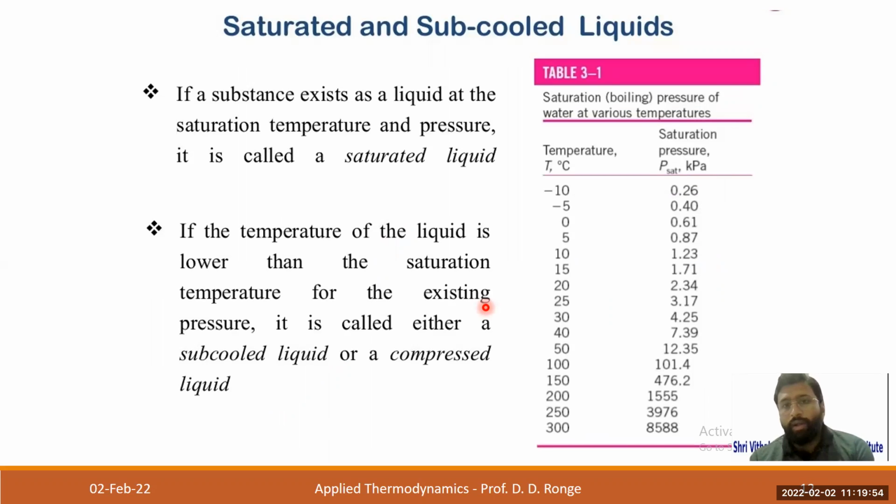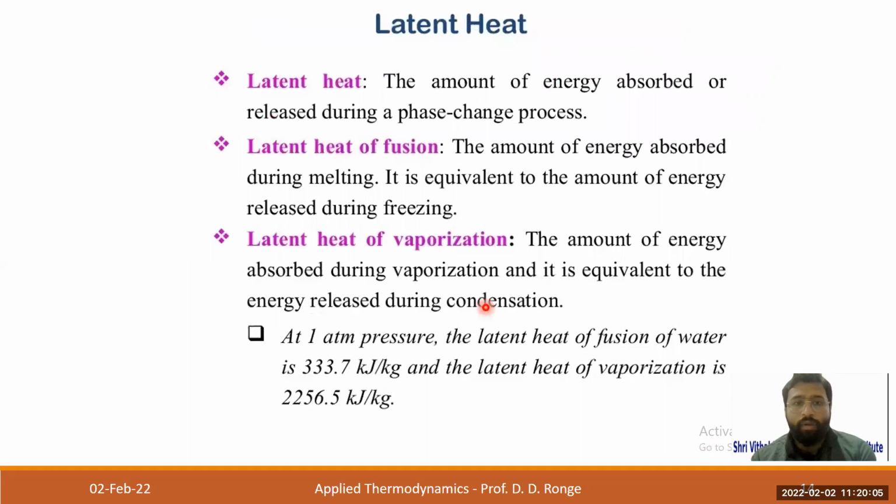So we have seen these saturated and subcooled liquids. Subcooled temperature is the temperature below saturation. Superheated temperature is the temperature above saturation. Okay. Then latent heat, there are two latent heats. Latent heat is the amount of energy absorbed or released during a phase change process. There are two types: latent heat of fusion and latent heat of vaporization.